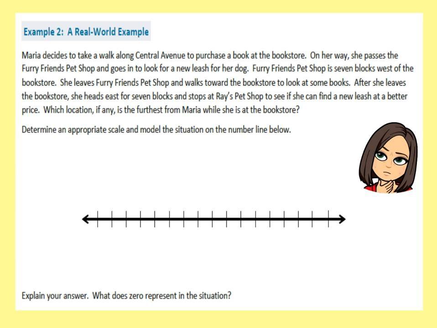So, what do we need to do here? Well, we're going to have to figure out what we're even talking about. So, where are we starting? All right, a bookstore. So I'm going to go ahead and put the bookstore right here at 0. Okay, I'm going to say that's the bookstore.